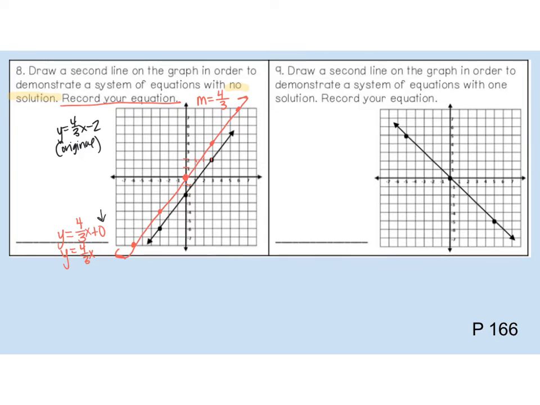Draw a second line in the graph in order to demonstrate a system of equations with one solution and record your equation. So I really am digging the 0, 0 right here. So let's pick that as our solution, and then we can make it have whatever slope we want. I prefer a good 3/2, up 3/2, up 3/2, down 3, back 2, down 3, back 2. I'm just realizing I'm not doing this in red, which I think would make it more helpful to show the contrast.